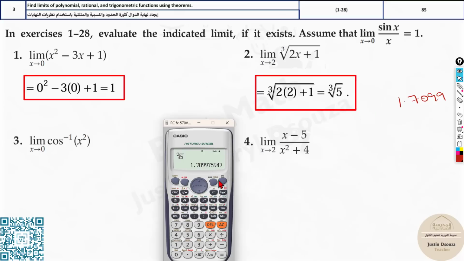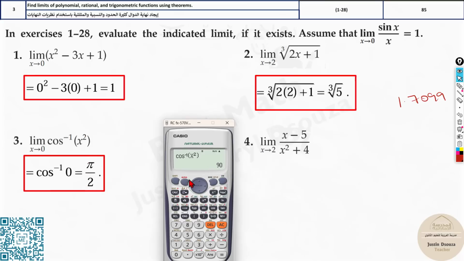Now what about this one over here? Let me write cos inverse by shift and cos. That is cosine, and then alpha x squared, and then close the bracket. Now calculate it at 0. Do we get the answer? Yes, we are getting. Now this is what exactly? It's 90 degrees. But look at your answer. They don't have it in degrees.